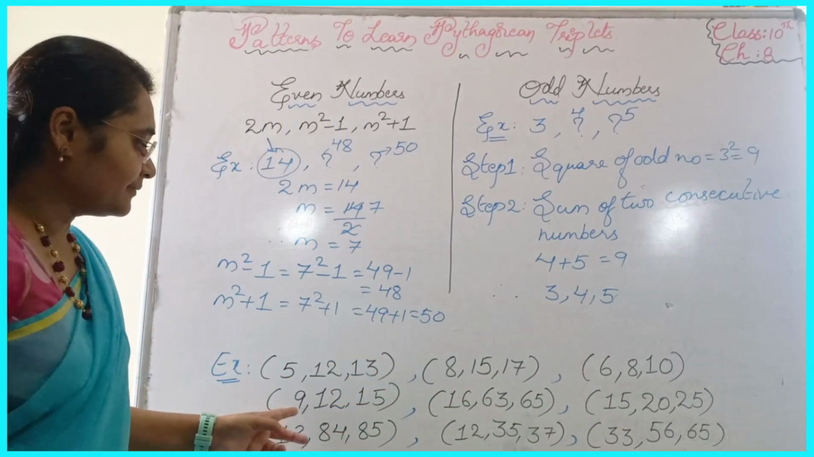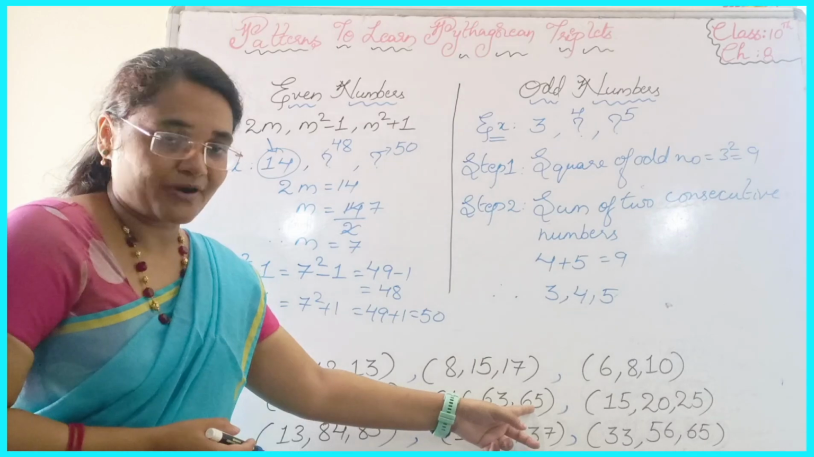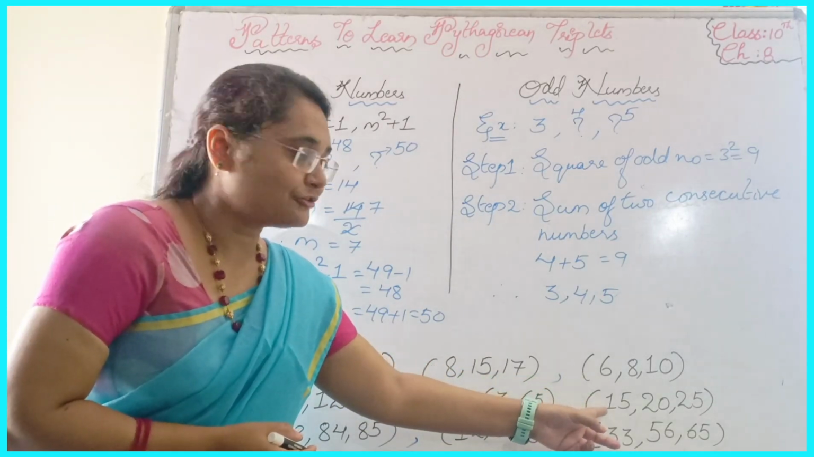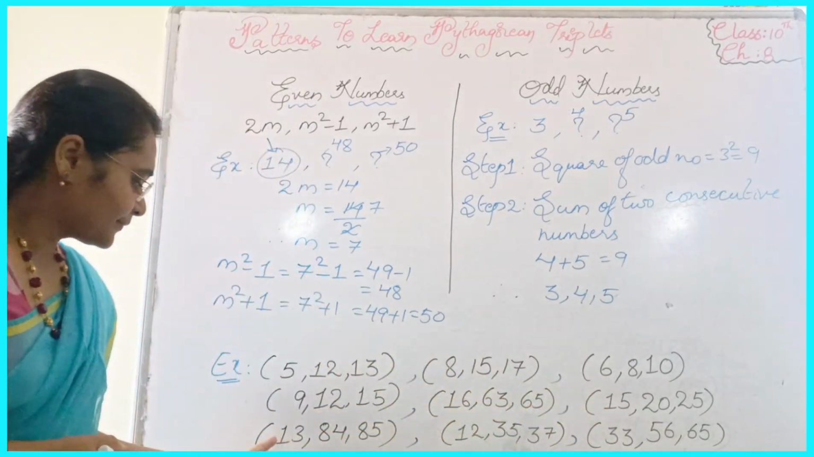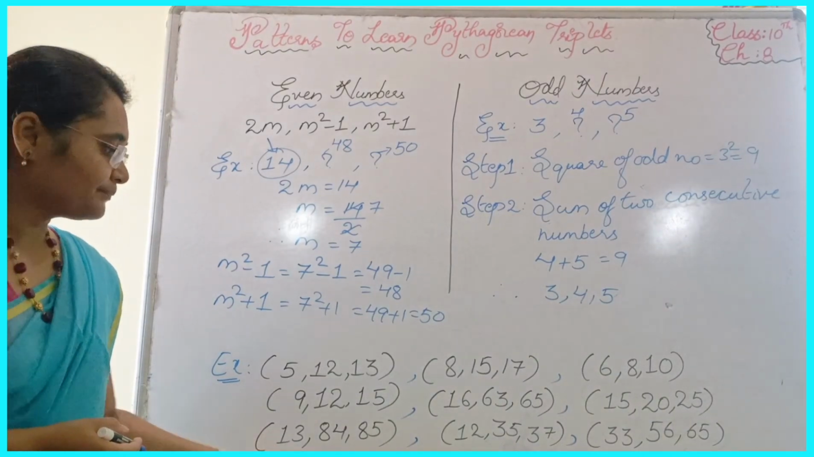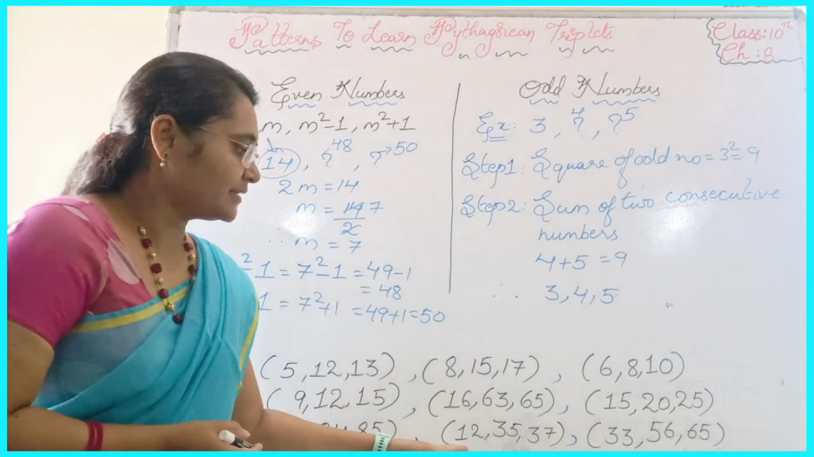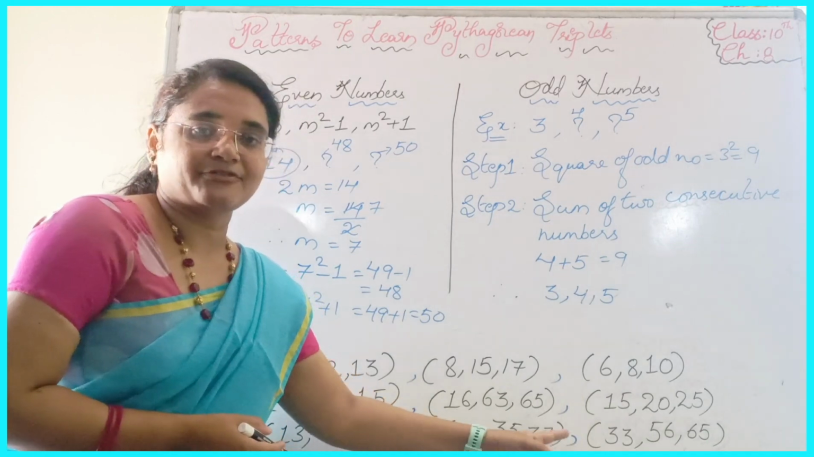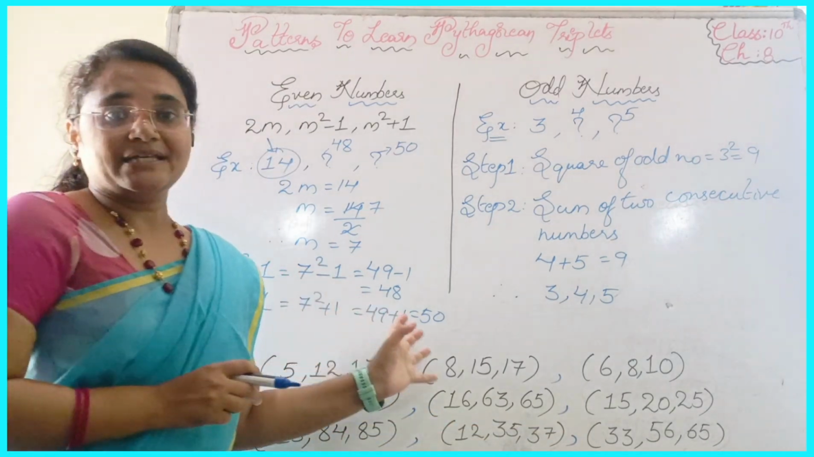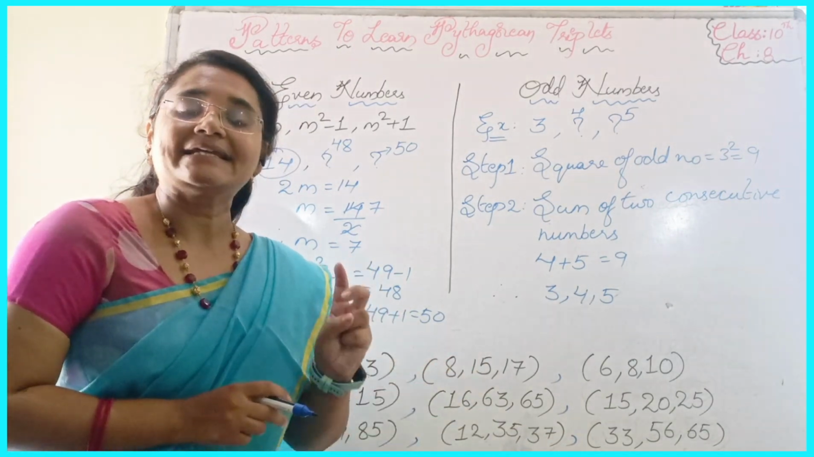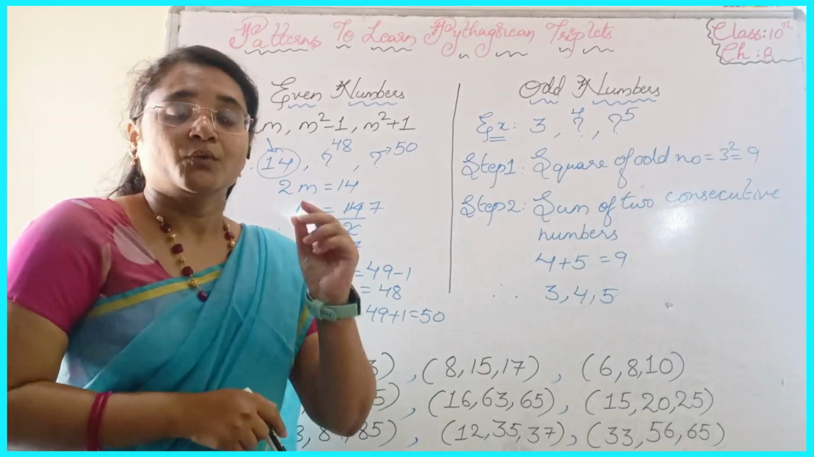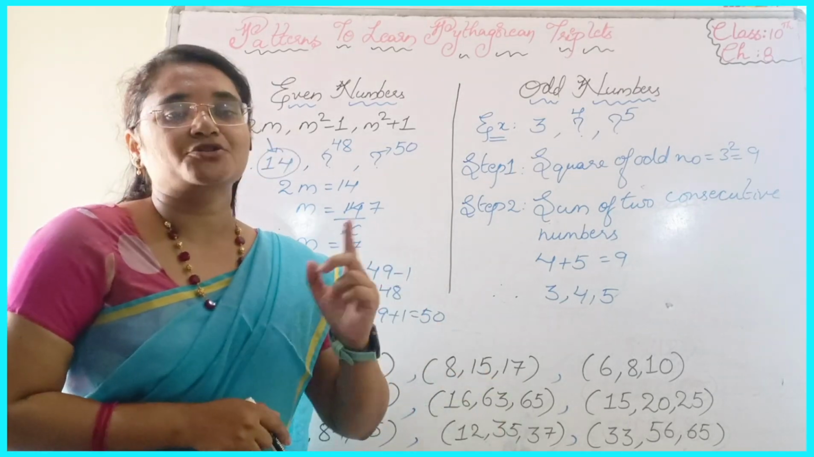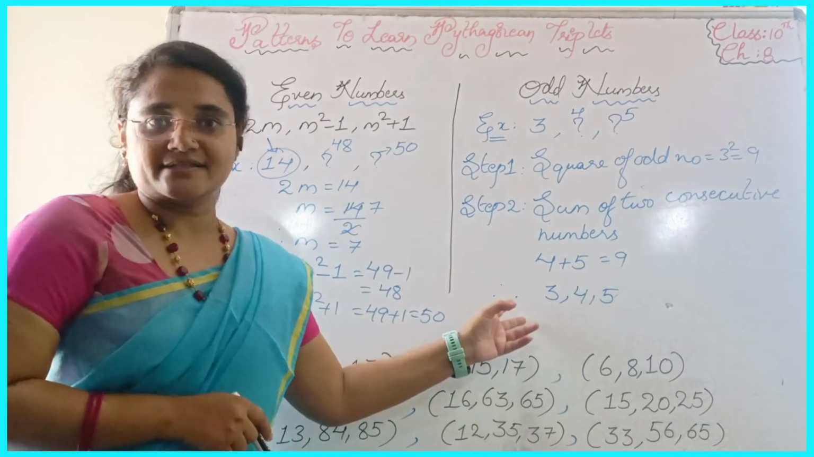9, 12, 15. 16, 63, 65. Next one, 15, 20, 25. 13, 84, 85. 12, 35, 37. 35, 56, 65. Compulsorily do these examples as homework, at least 2 or 3 problems, where one number should be an even number and one number should be an odd number. Follow the two patterns, students.